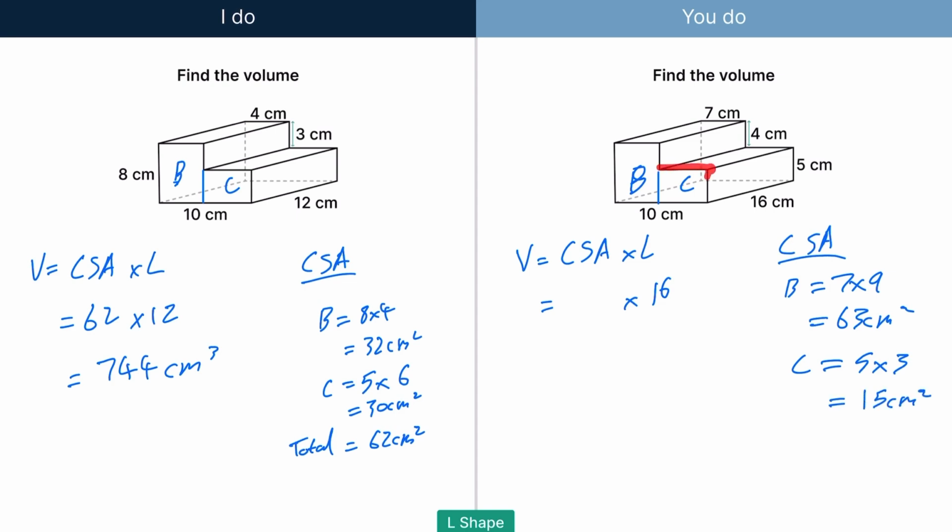So C is this bit here. So that is the 5. And this bit here is 3 because we do 7 take away 10 to get that. So that will be 63 plus 15. And that's a total area of 78 centimeters squared, and then we just put 78 in here, and then if you do 78 times that by 16, you get 1248 centimeters cubed as your volume.